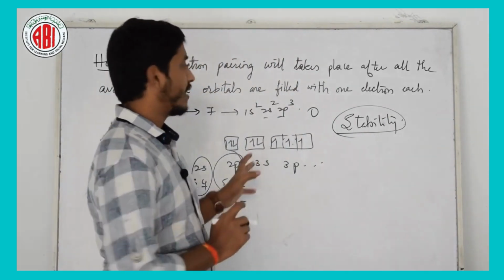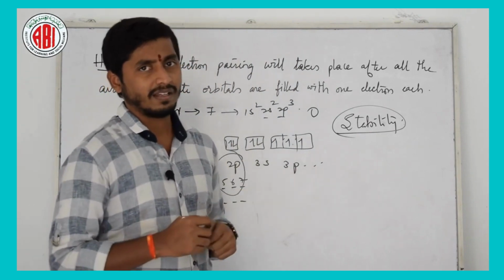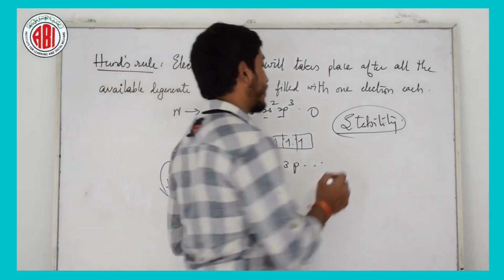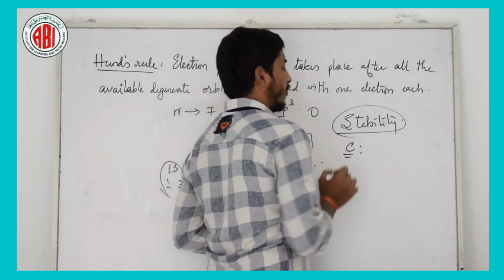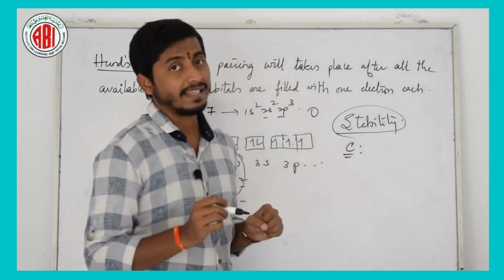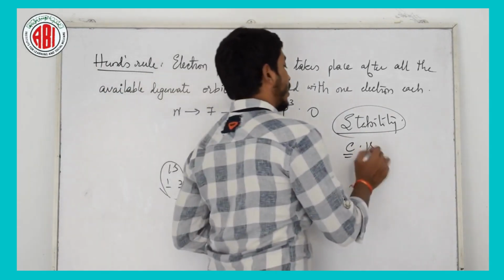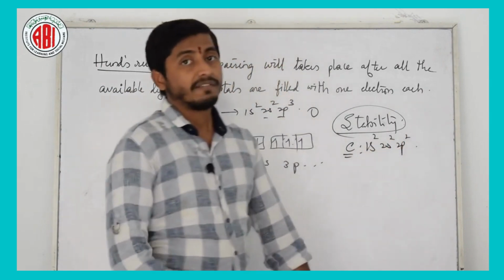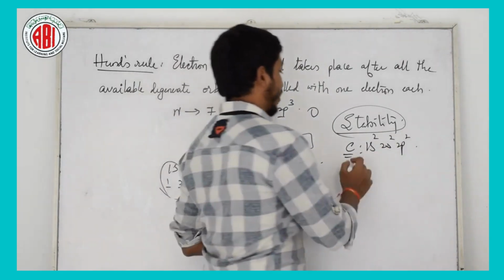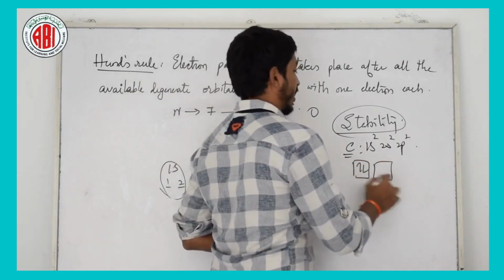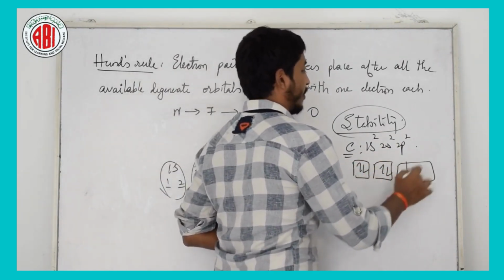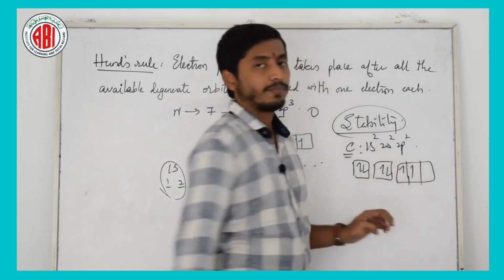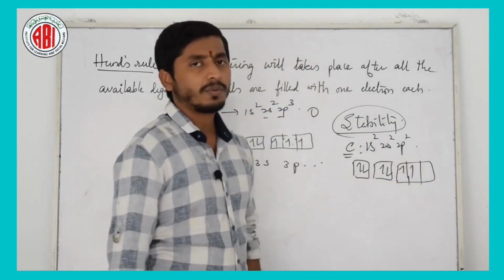These constraints come with a typical question, such as carbon. What is the atomic number of carbon? It is 6. What is its configuration? 1s2, 2s2, 2p2. Which means in the s orbital, it has 2 electrons, and in the p orbital, it has only 2 electrons. Right? What about the third orbital?